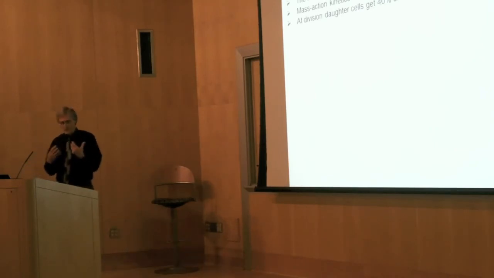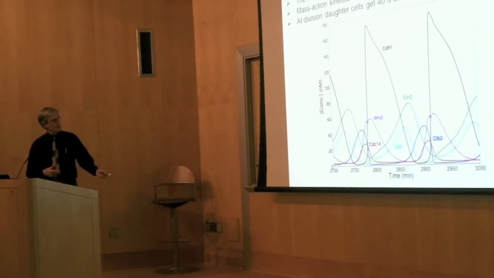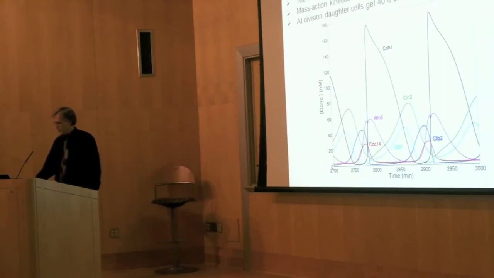It's an asymmetric division, so the mother cell gets 60% of the size and the daughter cell gets 40%, and that's what a deterministic simulation looks like. No noise, but you're going through the cell cycle, everybody's going up and down just like they should. That's the deterministic simulation that I described earlier.